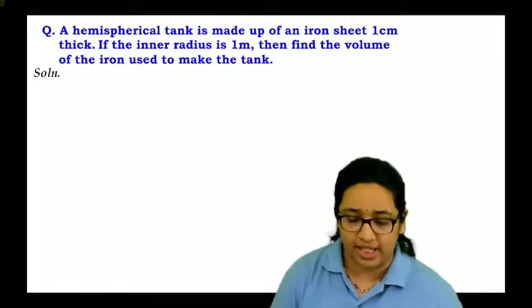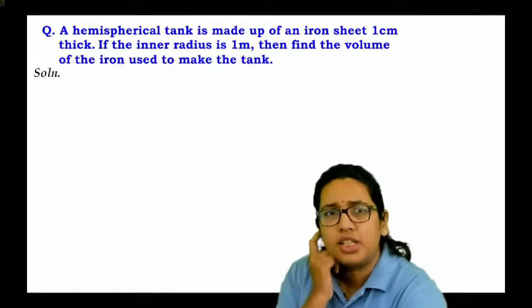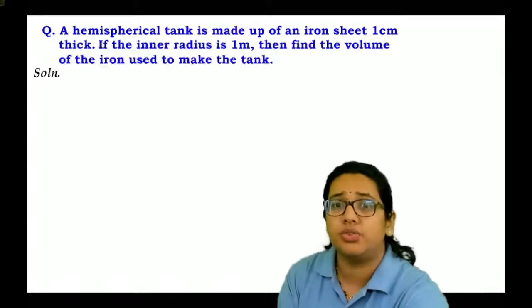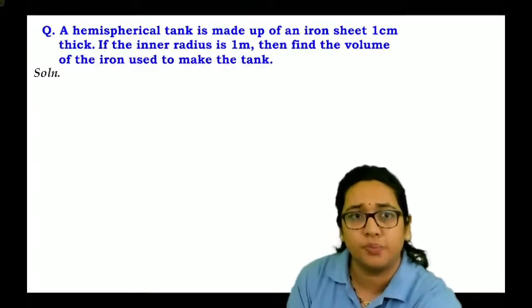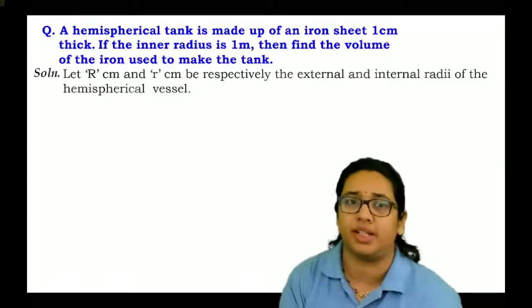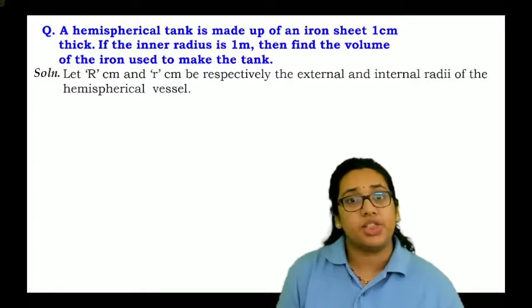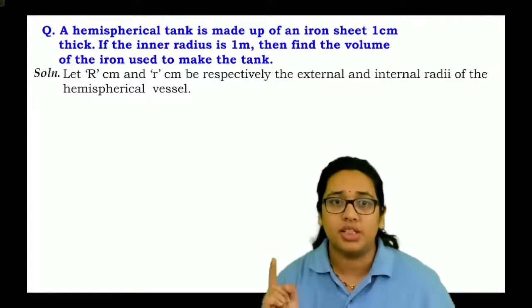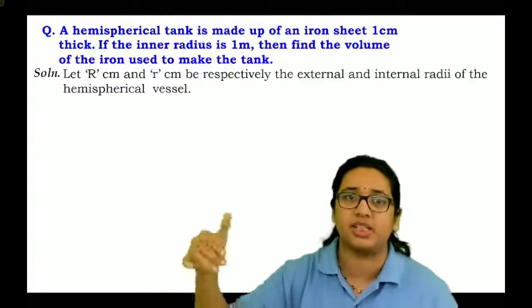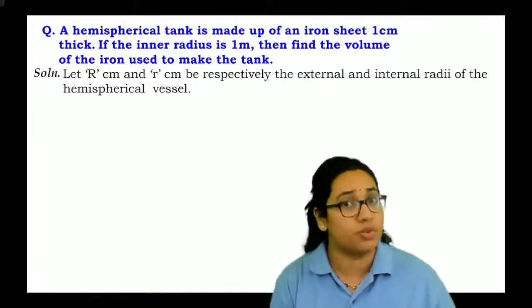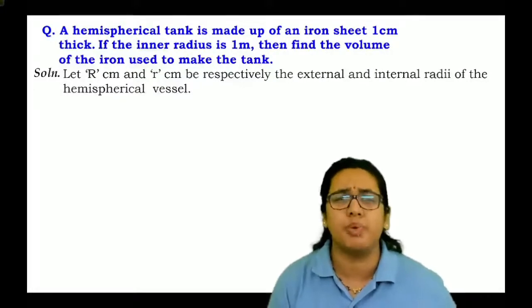A hemispherical tank is made up of an iron sheet 1 centimeter thick. If the inner radius is 1 meter, then find the volume of iron used to make the tank. Let's do it. You have to form a hemispherical tank of iron sheet 1 centimeter thick. If the inner radius is 1 meter, it means the first one was given in terms of centimeter, the second one is given in meters. So check that. Then find the volume of iron used to make the tank.